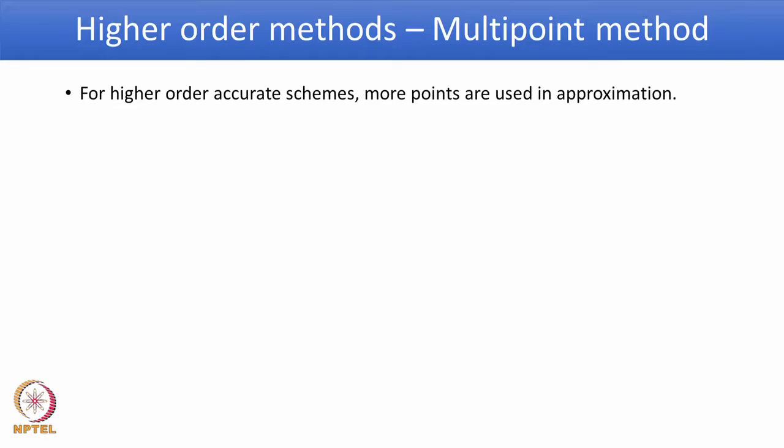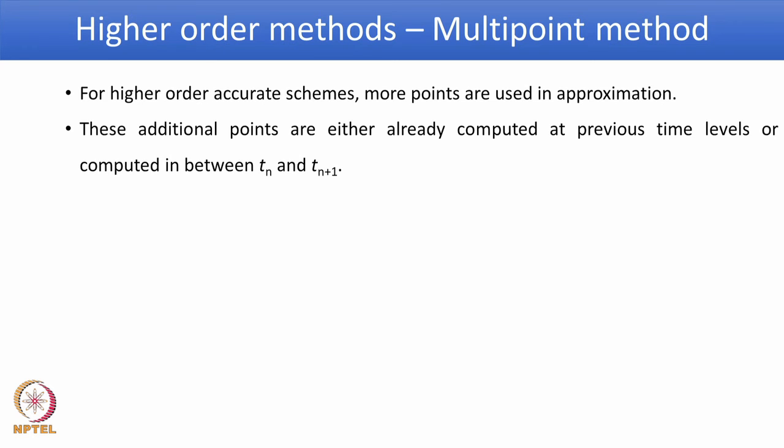So, the overall solution can be of the same order of accuracy both in time as well as in space. We are going to look at the procedure for obtaining higher order methods even for the time derivative, and such a scheme is also known as a multi-point scheme. In a multi-point scheme, as the name indicates, we use more points. Now, how do you obtain these more points? These additional points are either already computed at a previous time level.